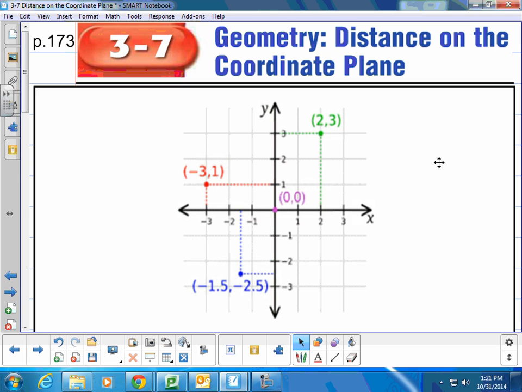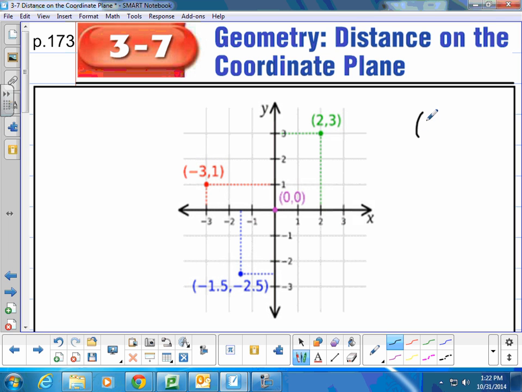So, distance on a coordinate plane. This is a coordinate plane. It's made up of 4 quadrants. At the center, 0, 0, this is your origin, center of a coordinate plane. This is your x-axis. It has positives to the right, negatives to the left. Your y-axis is vertical. Positives are up, negatives are down.